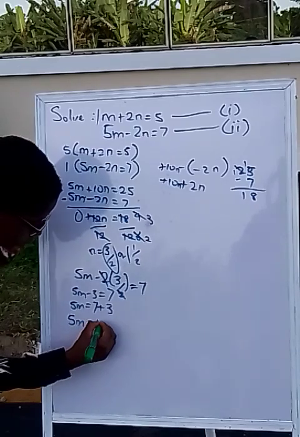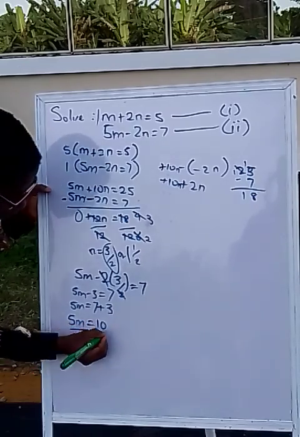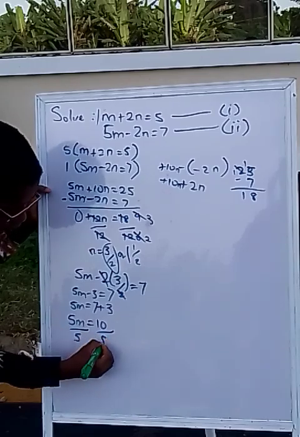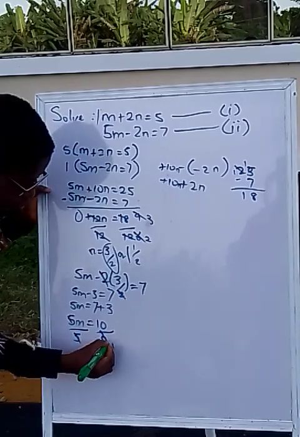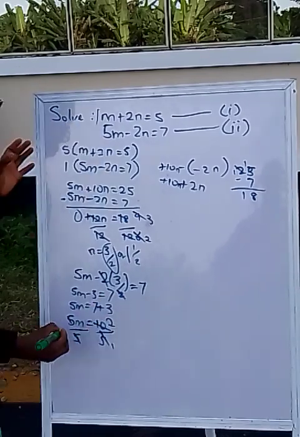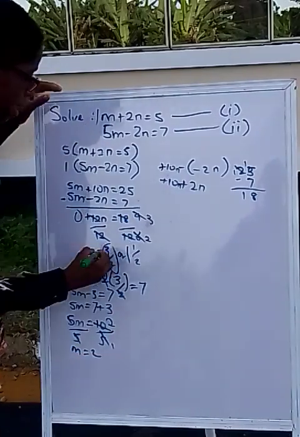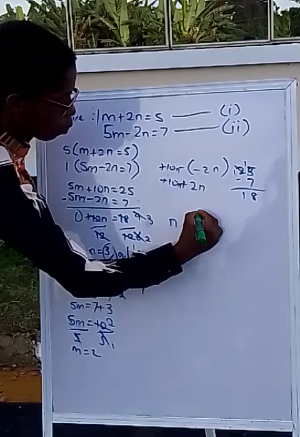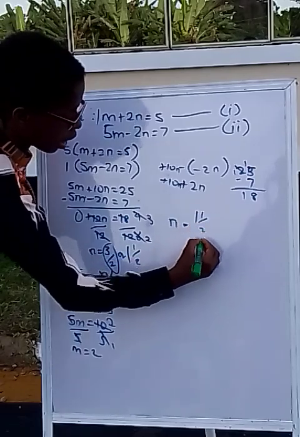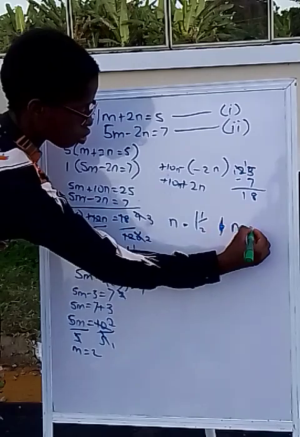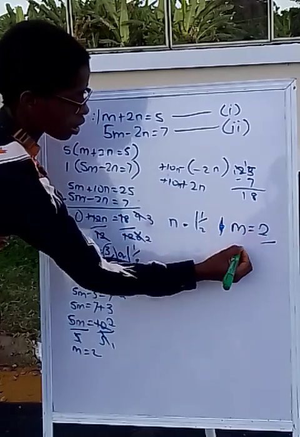So we divide both sides by the coefficient of m, which is 5. So 5 cancels 5. 5 in itself is 1. 5 in 10 is 2. So our m is equal to 2. So if our n is equal to 1 whole number, 1 over 2, and m is equal to 2, these are the answers. Please help me share this video. Bye.